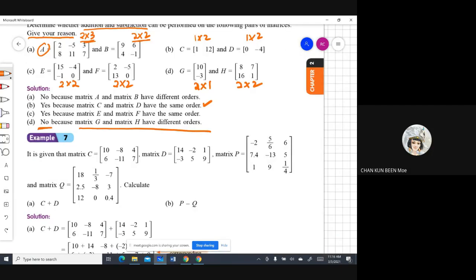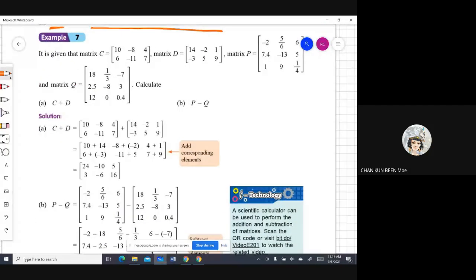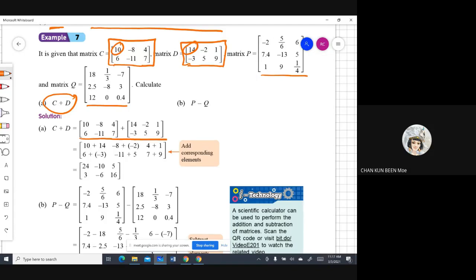Now we look at example 7. A few of these examples are quite simple, so I'll go through them fast. It is given that matrix C and matrix D are like this, matrix P is this, and matrix Q is this. They ask you to calculate C plus D. Simple: you just refer to matrix C and matrix D. Because the order is the same, for sure you can add them up. You have to show it like this, matrix C plus matrix D. So 10 plus 14, each element you add, is equal to 24.